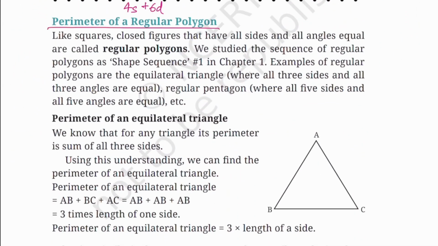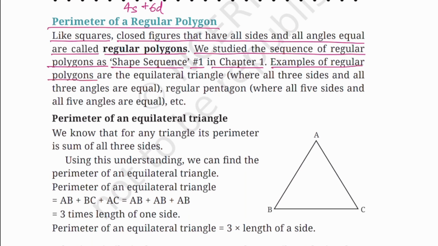Perimeter of a regular polygon. Like squares, closed figures that have all sides and all angles equal are called regular polygons. We studied the sequence of regular polygons as shape sequence in chapter 1. Examples of regular polygons are the equilateral triangle, where all 3 sides and all 3 angles are equal, and the regular pentagon, where all 5 sides and all 5 angles are equal, etc.